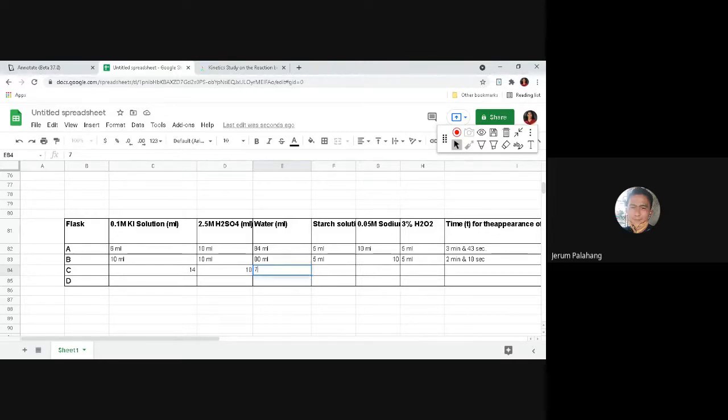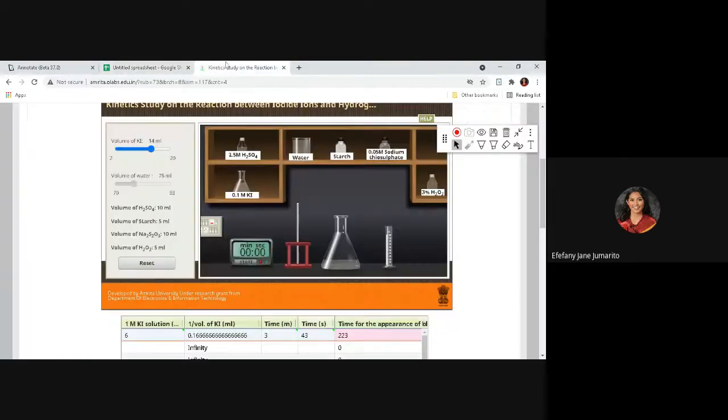76. Okay, 14 is the one to use, not 16. 14, so 76 ml. Okay, so let's add 76 ml water. Okay, so let's measure, and then let's add water. And then after that, we will add starch.